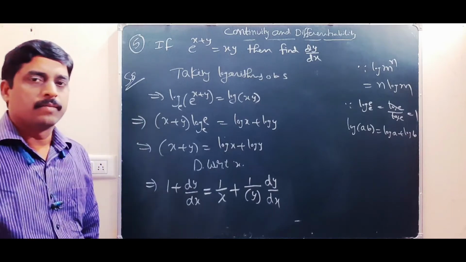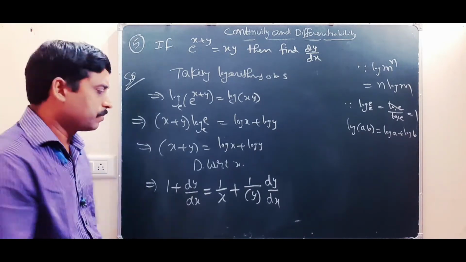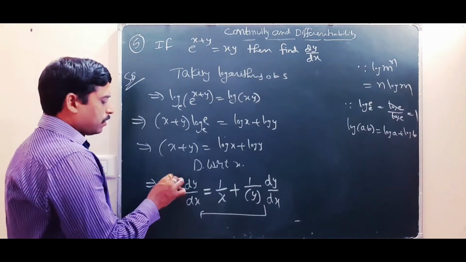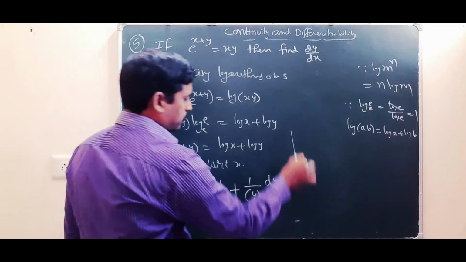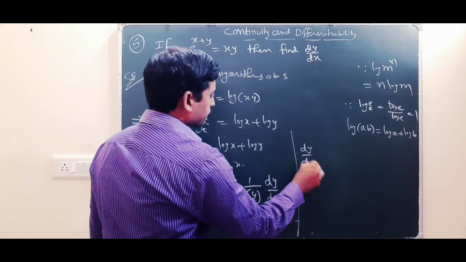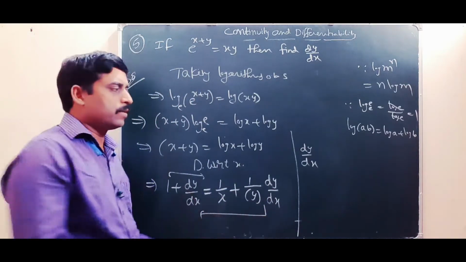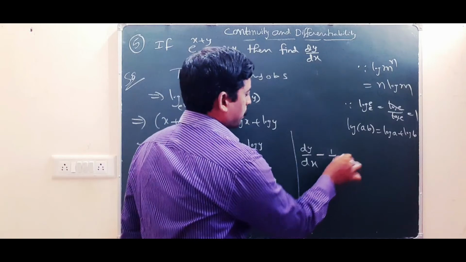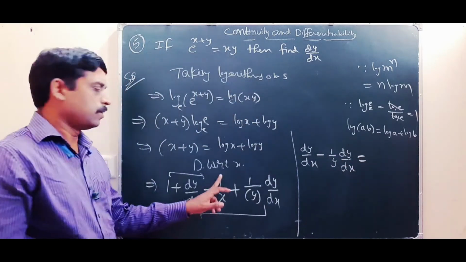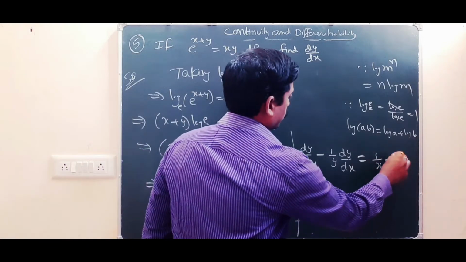But our target is dy by dx, so we collect the dy by dx terms. This positive dy by dx, bring to the left side. This one, bring to the right side. Now this is going to be dy by dx. 1 by y times dy by dx, bring to the left side: minus 1 by y times dy by dx equals 1 by x, plus 1 brought to the right side, 1 by x minus 1.